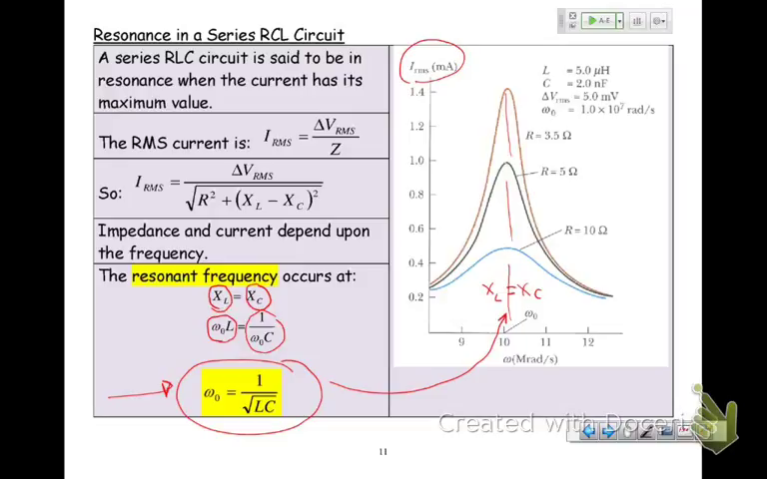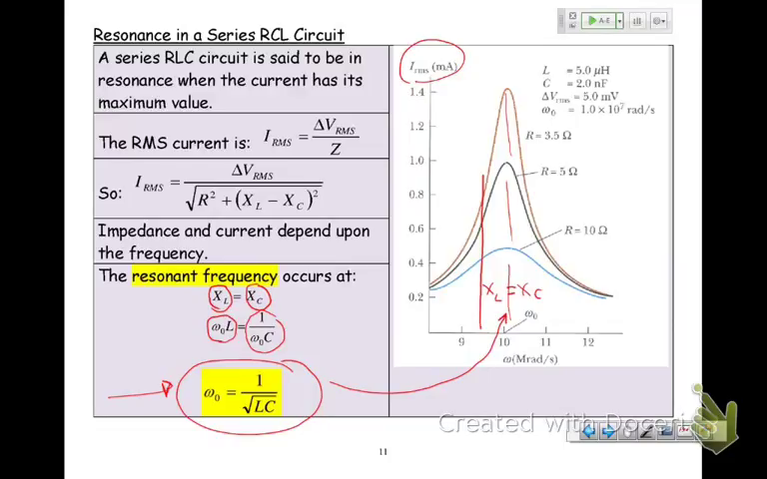That's one set of questions. And then what I can do is I can take you off resonance. And I can say, well, at this other frequency, what is your XL? What is your XC? What is your Z? What is your phase angle? Boom, boom, boom, boom.